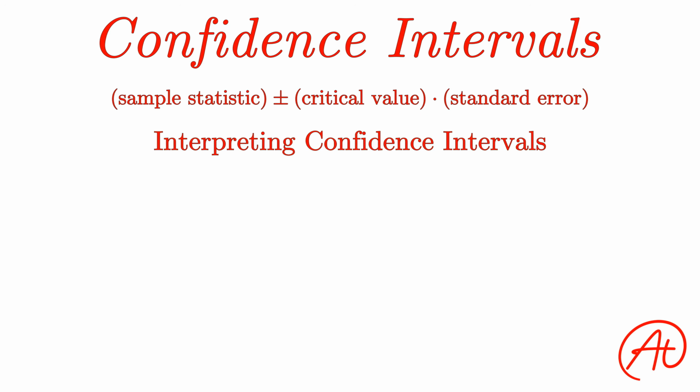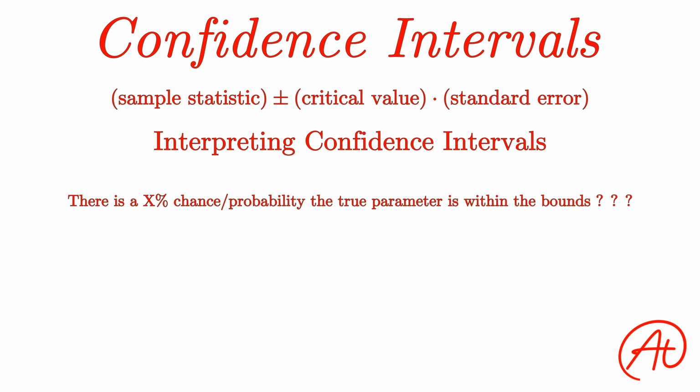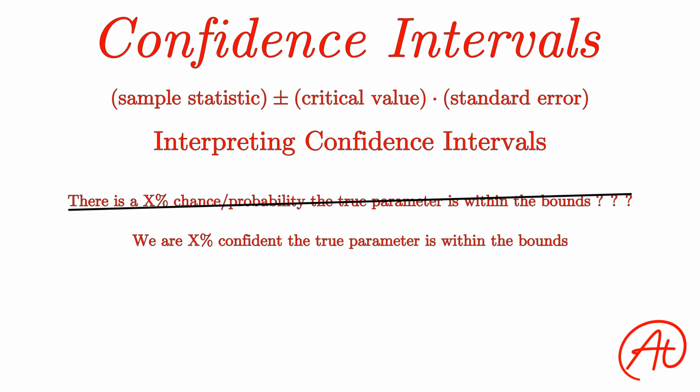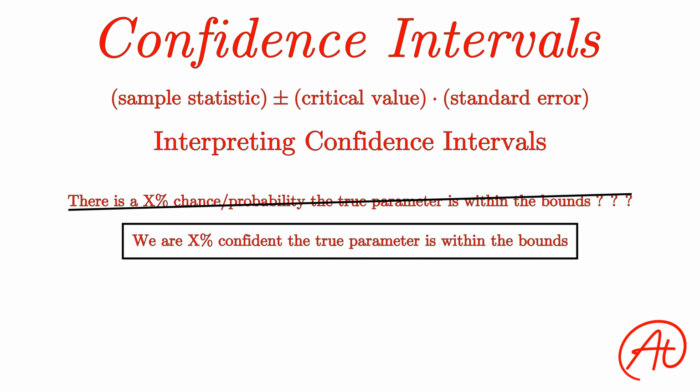Once they have the interval, many students will say something like there is a 90 or 95 or 99 or whatever % chance or probability that the true population parameter is within the bounds, but this is actually incorrect. Once you have your interval, there is no probability or chance for whether the population parameter is in the interval. It's either in the interval or it's not. There's no chance. The population parameter is some specific value that exists, but we just don't know what it is. Instead, we have to say that we are whatever % confident that the true population parameter is within the bounds.